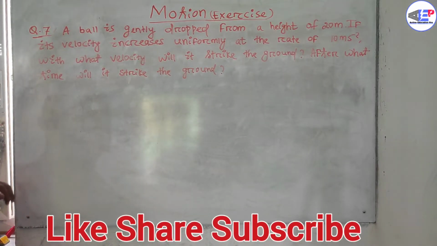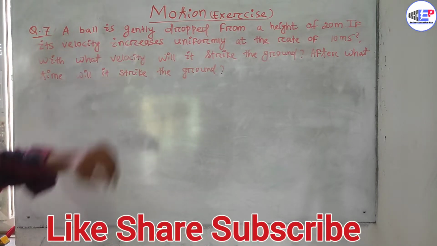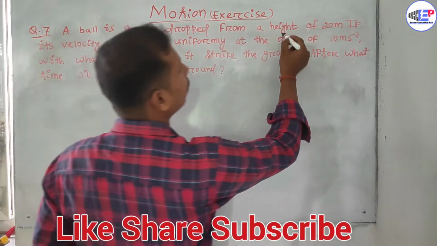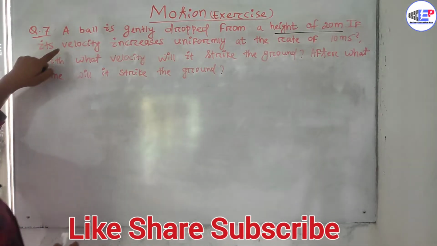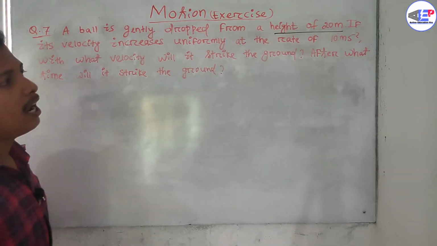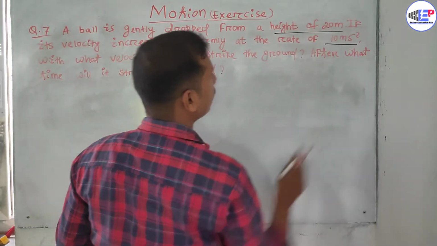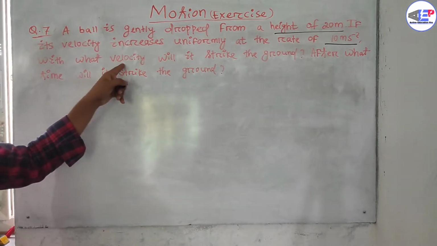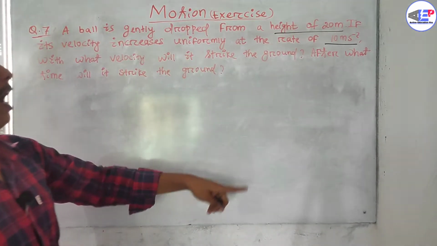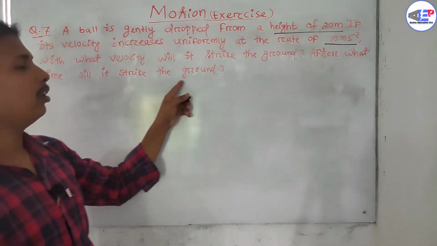The question here is given that a ball is gently dropped from a height of 20 meter. If its velocity increases uniformly at the rate of 10 meter per second square, with what velocity will it strike the ground? After what time will it strike the ground?